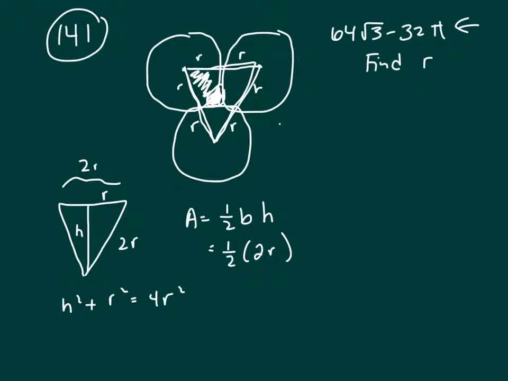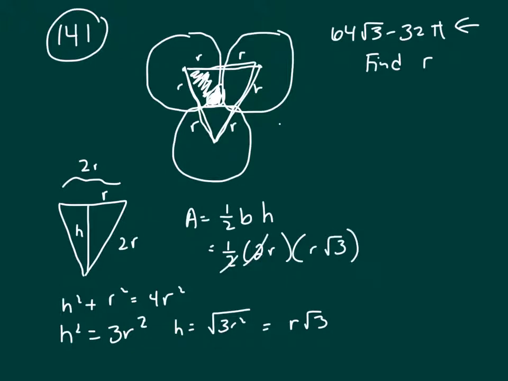We're trying to find the height. So that's going to be h squared equals 3r squared. Take the square root of both sides. That gives you h equals the square root of 3r squared, which is r square root of 3. So the height is r square root of 3. The 2's cancel. So you're left with the area of the triangle, this triangle here, being r squared square root 3.